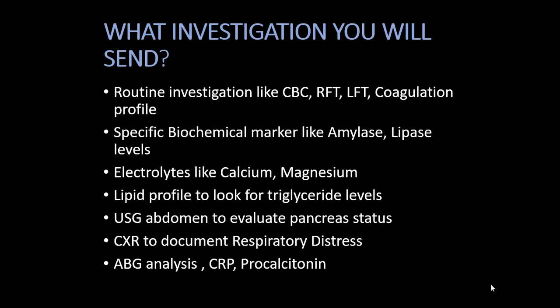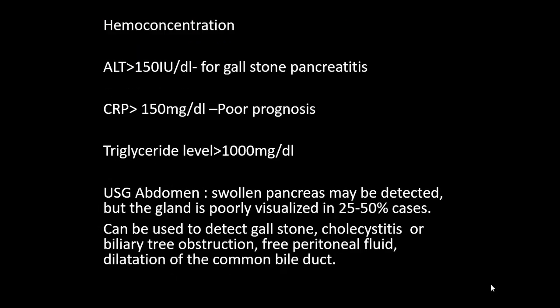Chest x-ray should be done, and CRP and procalcitonin inflammatory markers should be done to rule out infective etiology. And ABG should be done to look for the PO2 and FiO2 ratio.